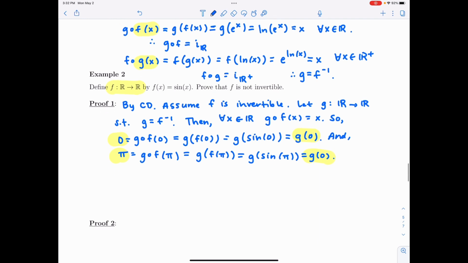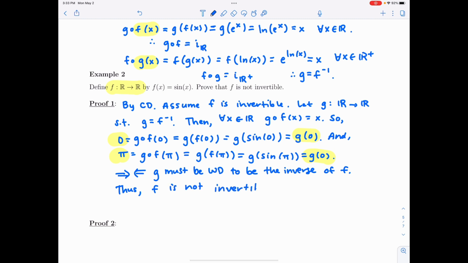This is a contradiction. What we have demonstrated here is we've come up with a counterexample. This shows that G is not well defined. But remember, in order to be an inverse, you have to be a mapping, which means you have to be defined and you have to be well defined. So this is a contradiction. G must be well defined to be the inverse of F. Thus, F can't be invertible.